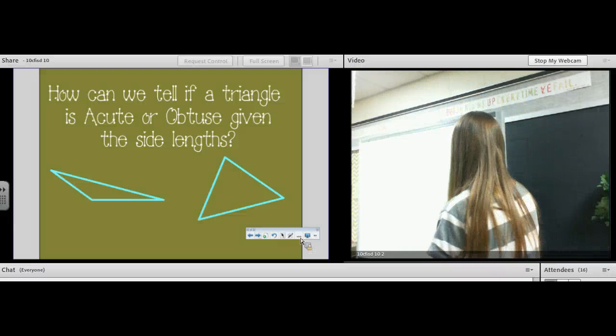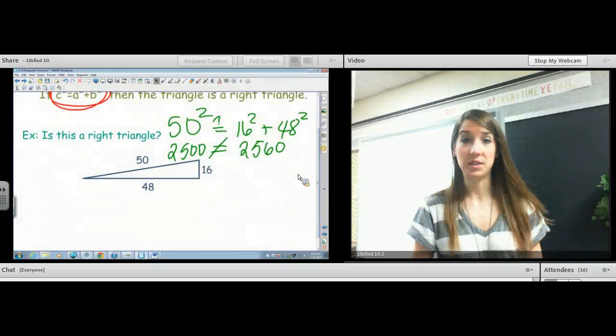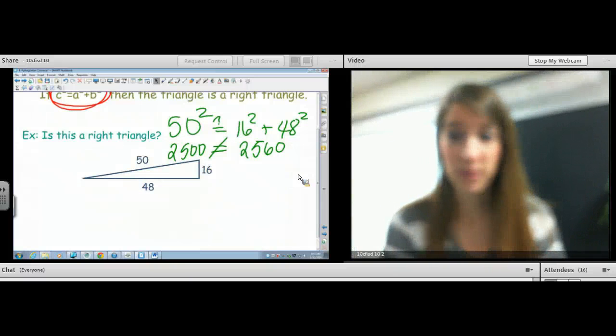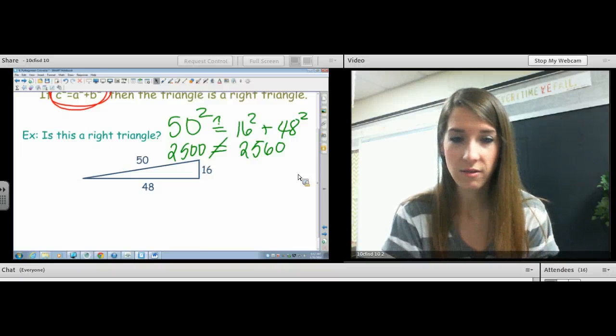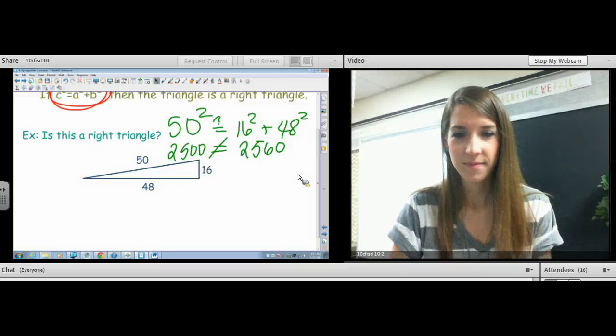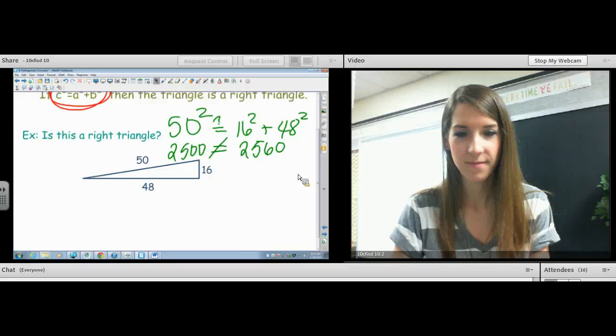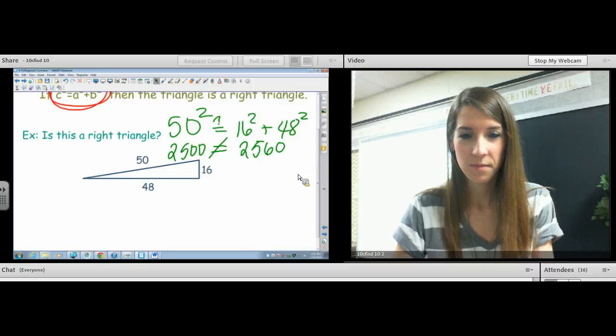Let me go back to this one real quick. We agreed that this one is not a right triangle. So that means it's either acute or obtuse. Which one is it? Is that triangle acute or obtuse? How do you know? What do you think? How are we going to figure it out? What number is bigger?